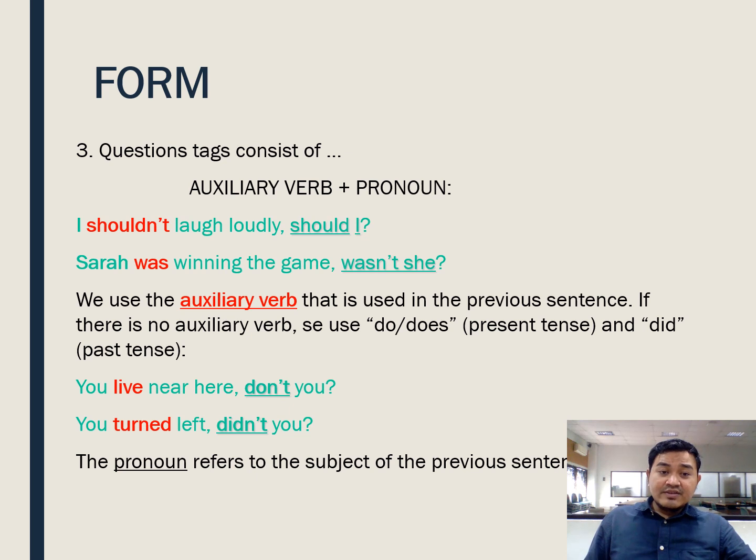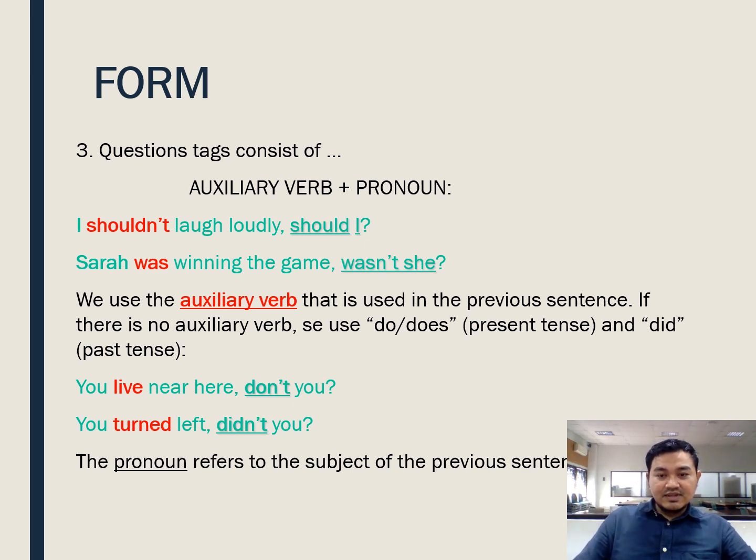For example, you live near here, don't you? You use do, and the pronoun, because "live here" means the present tense, and the subject is you. The second example is you turned left, didn't you? You can see the verb "turned" means the past tense, and then the subject. Whenever the sentence is in the past tense, the auxiliary is only did.